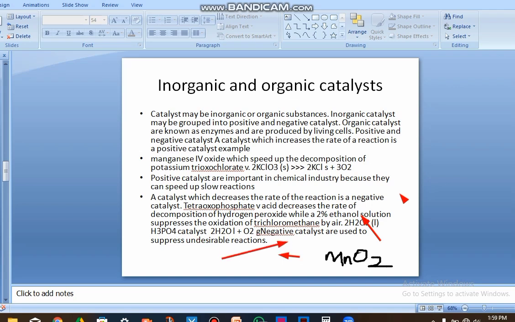Negative catalysts are used to suppress undesirable reactions. They decrease reactions, while positive catalysts increase them. An example of a positive catalyst is manganese 4 oxide. An example of a negative catalyst is tetraoxophosphate 5. Make sure you write everything down. Take note of everything. Let's continue.